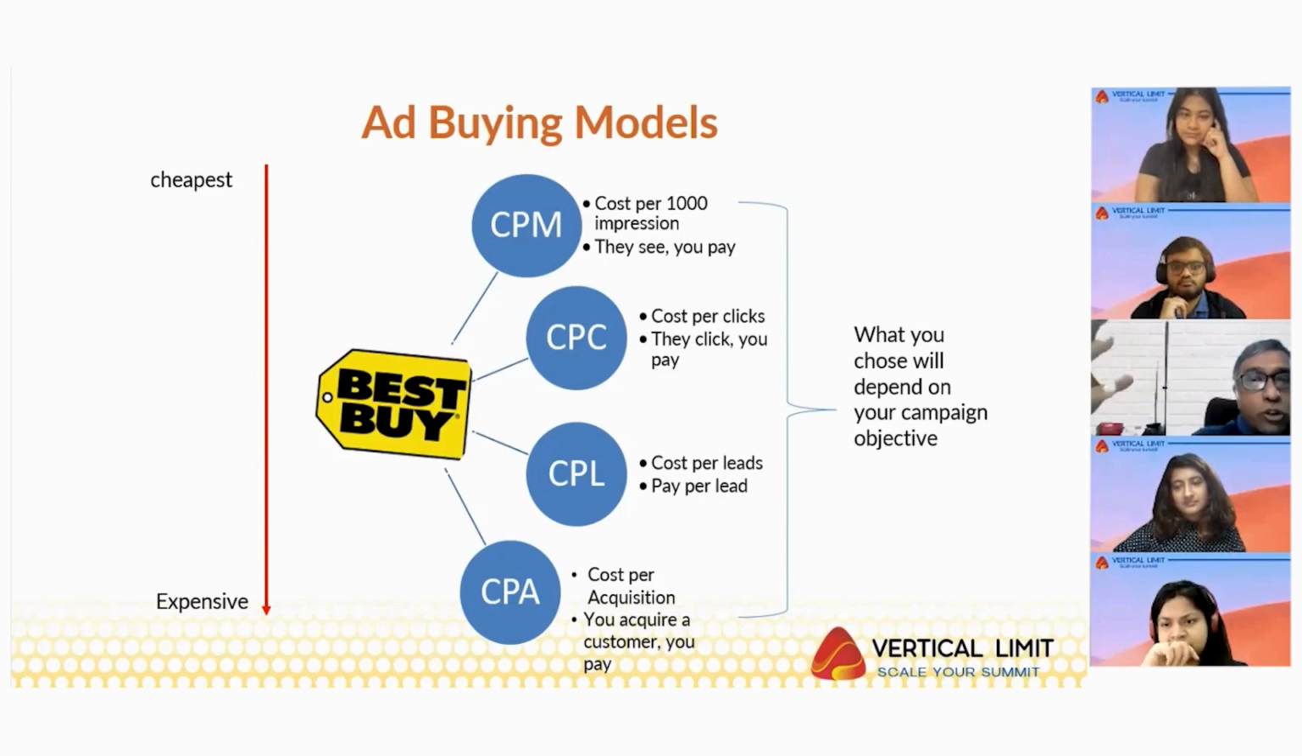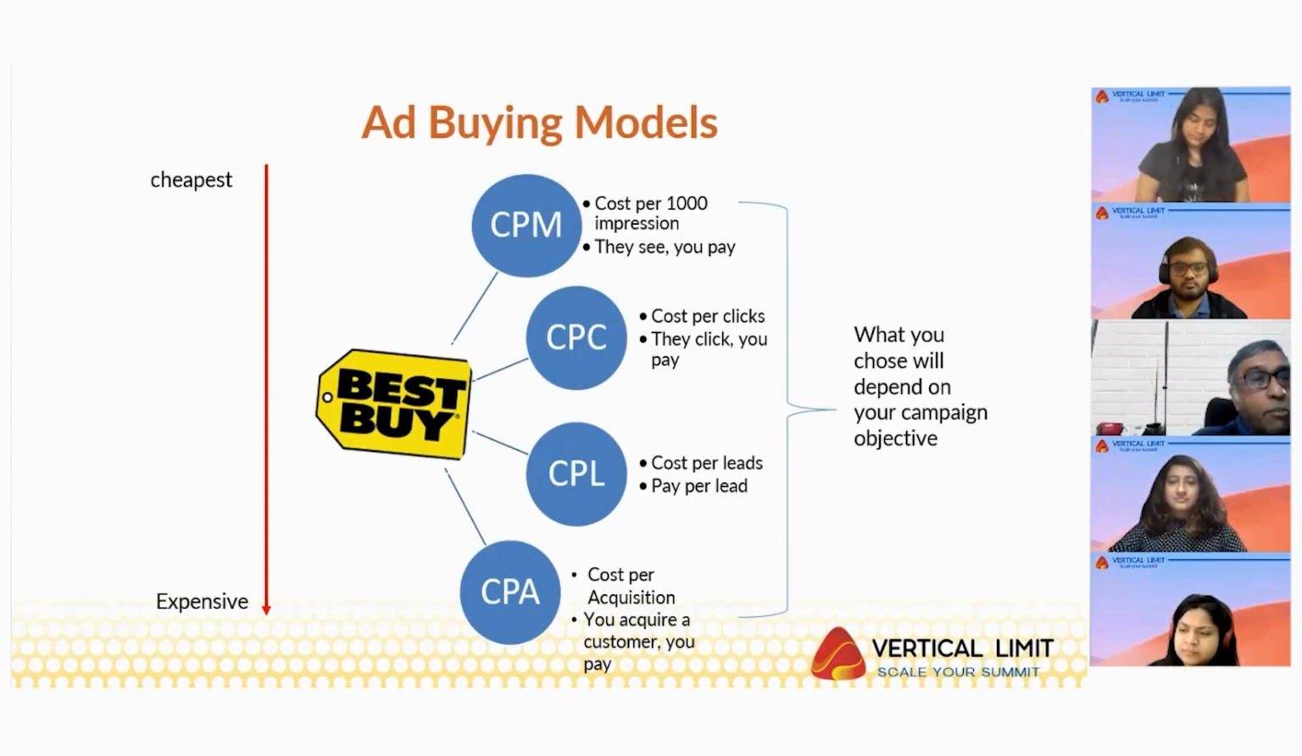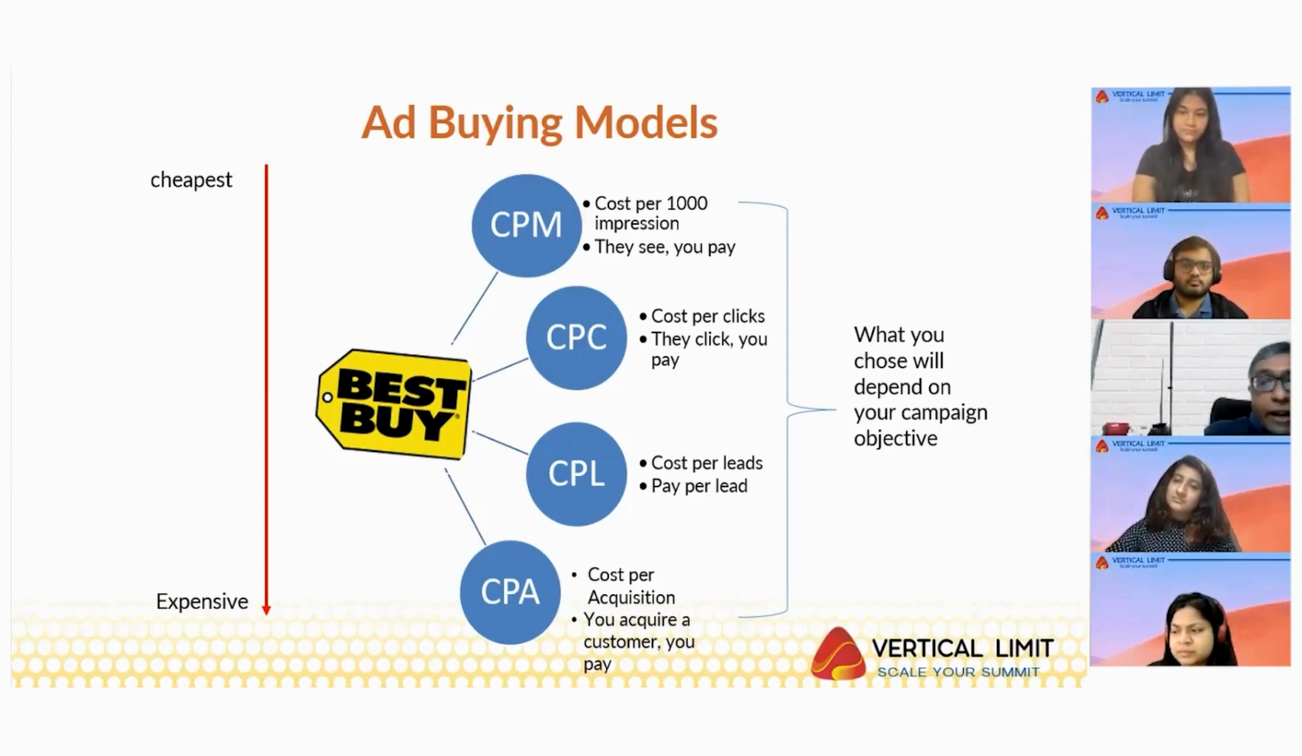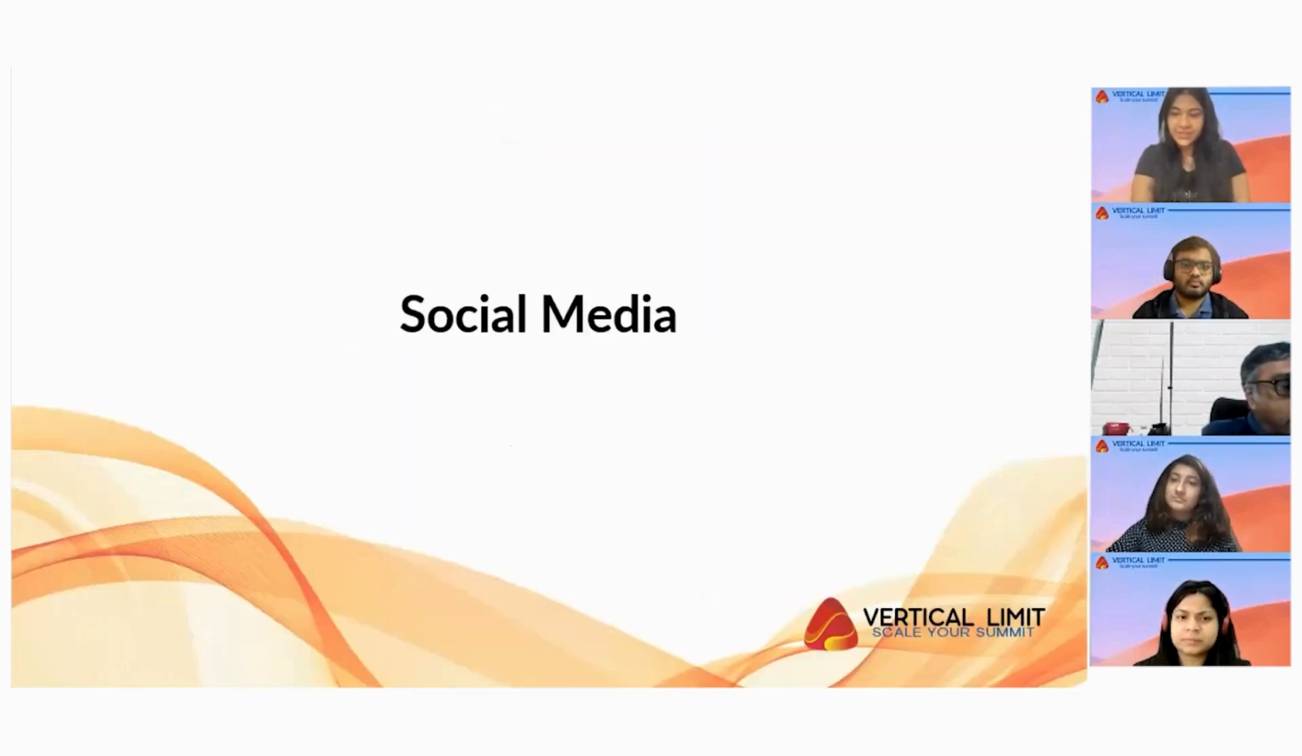So what you choose will depend on the campaign objective, the domain, and your product. If I'm a B2B company, I will choose a CPL model, because my objective is inquiries. Many ad networks offer all of these, or some of these. We'll look at it when we look at advertising in greater depth.